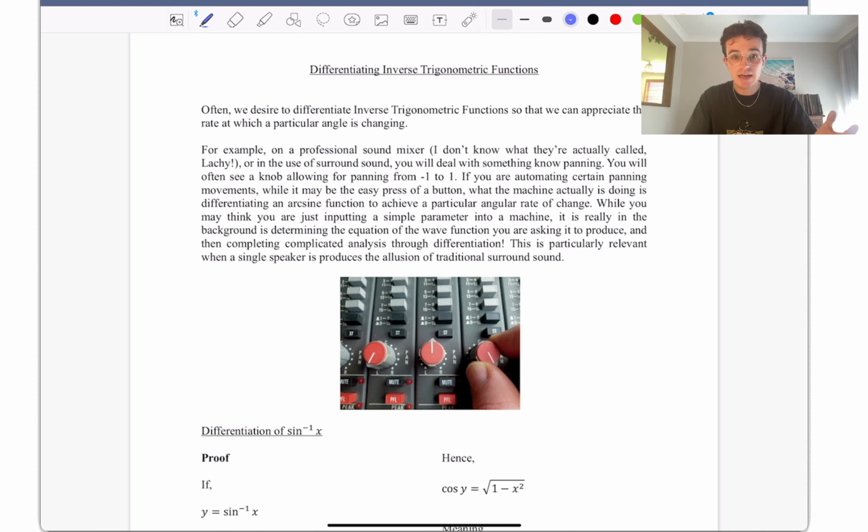Now often you'll see a panning knob or a little display from -1 to 1. Now, if you're wanting to automate certain panning movements, it may be useful, and it might just look like a simple press of a button. But what the machine actually is doing is differentiating an arc sine function, so a sine inverse function, to achieve a particular angular rate of change. While you may think you're just inputting a simple parameter into a machine, which is what you are doing, in the background, the machine is really analyzing a complex wave function. And this is particularly relevant when a single speaker produces the illusion of surround sound.